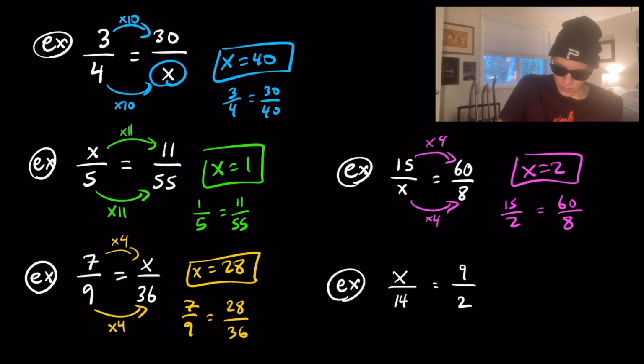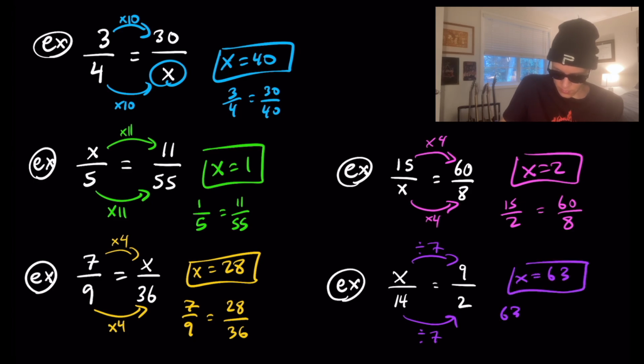All right, last one. x over 14 is equal to 9 over 2. I'm given my denominators. So how would I get from 14 to 2? Well, I can divide by 7. So that's what I'm going to do over here too. I'll take x and I'm going to divide that by 7 to get 9. So what number divided by 7 is 9? That's going to be 63. So 63 over 14 is equal to 9 over 2.